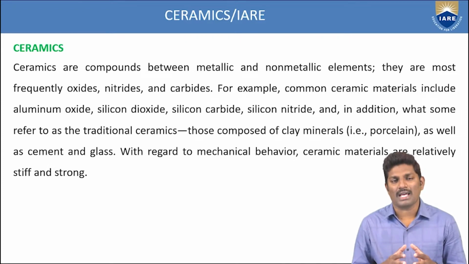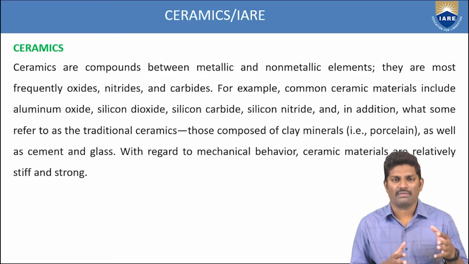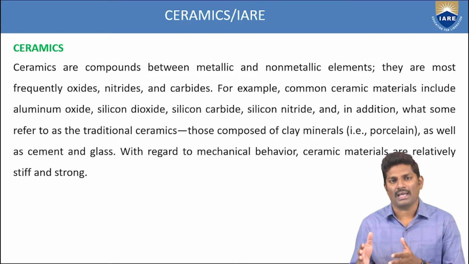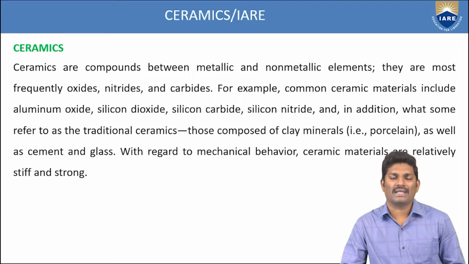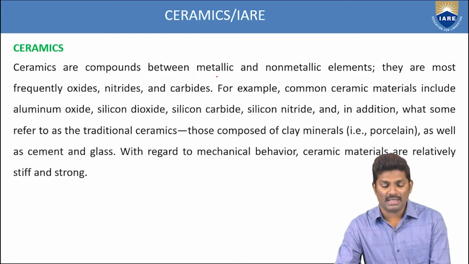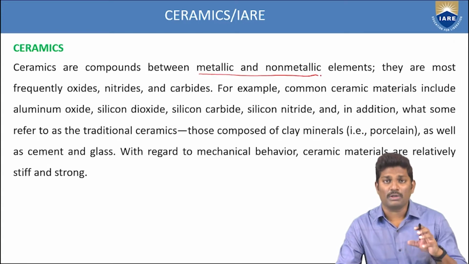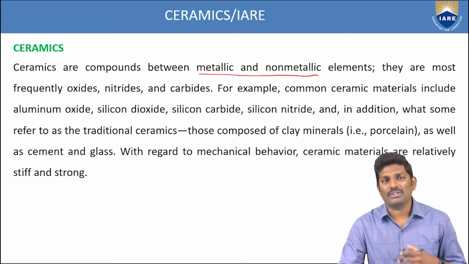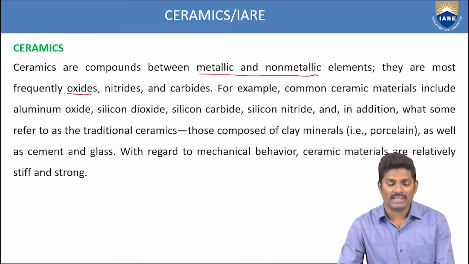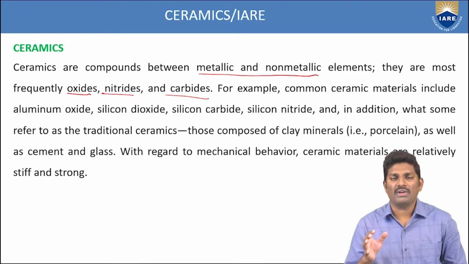Ceramic compounds are between the metallic and non-metallic elements. This we have to identify. Wherever we find elements or compounds in between the metallic and non-metallic elements, those are called ceramics, and they are most frequently oxides, nitrides and carbides. The main thing is that materials in between metallic and non-metallic elements are called ceramics, and if we find oxides, nitrides and carbides, these come under the category of ceramics.